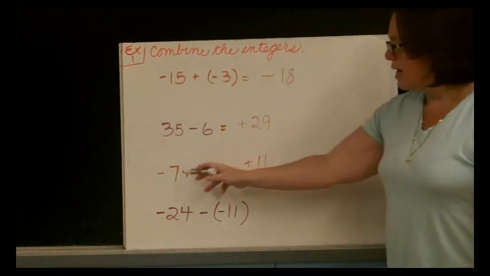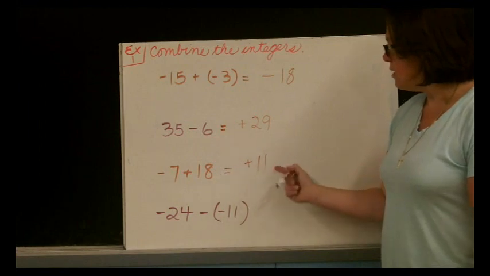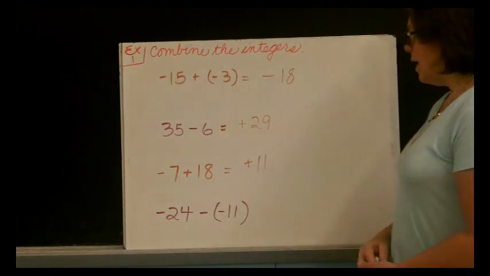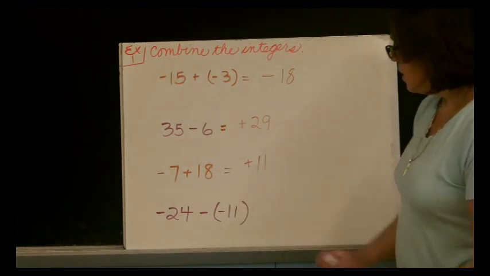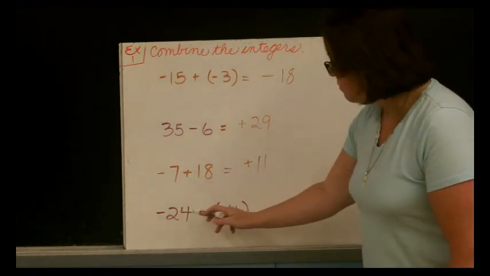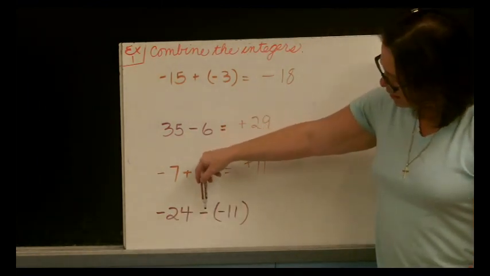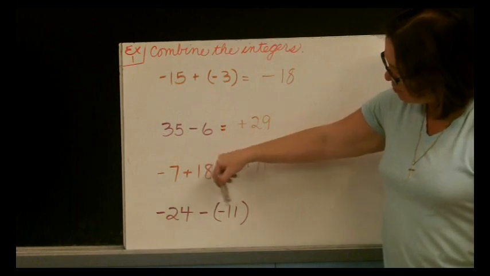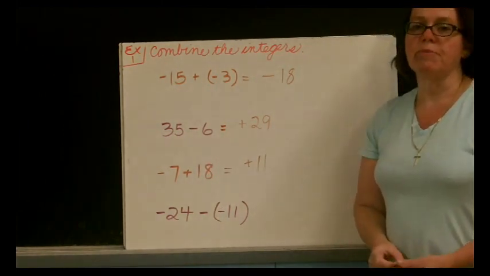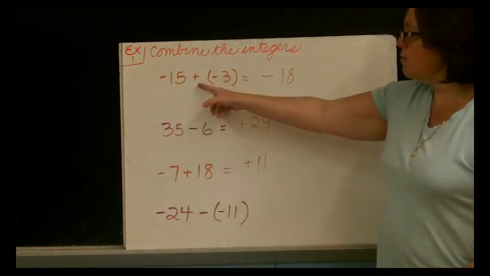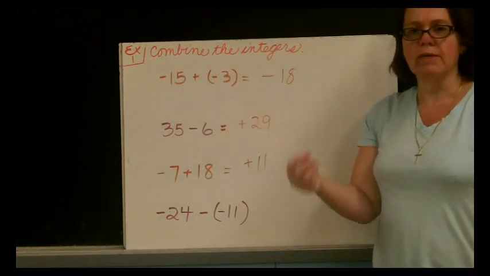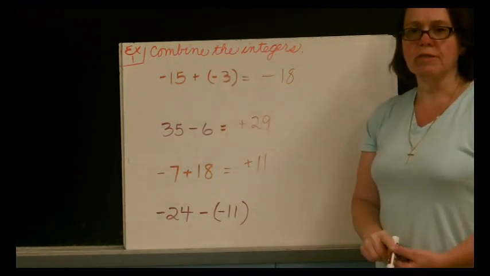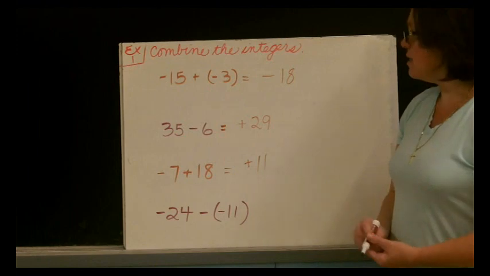So when you combine a negative 7 and a positive 18, we have positive 11. And lastly, in part 1, we have a negative 24, and here we have a negative symbol, and in parentheses, a negative 11. Now if you remember up here, I said whenever we have a positive symbol immediately before a set of parentheses, that word means and.